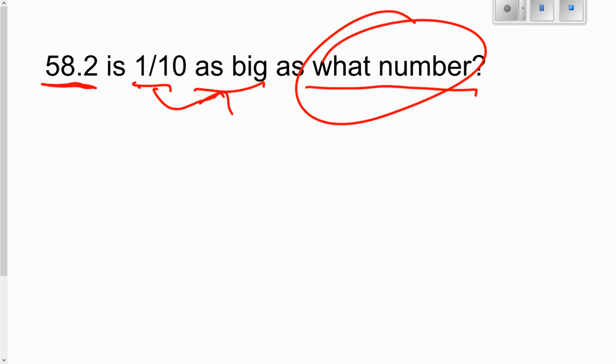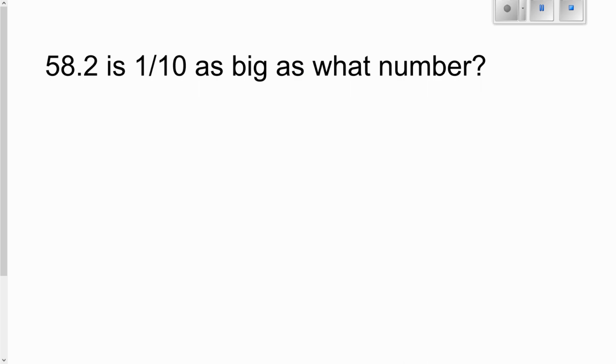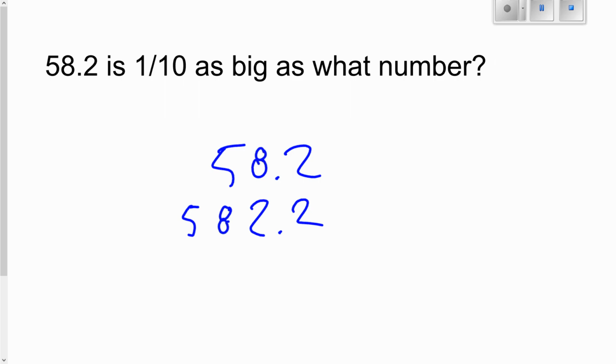But I said, don't let that part confuse you. If 58 and 2/10 is 1/10 as big as what number? I need to know a number that is bigger. How much bigger? Well, it's going to be 10 times bigger, because that's how I got to 1/10. So, again, let's start with our number. 58 and 2/10. And think, well, what is this 1/10 as big as? Well, that means what number is 10 times as big? So everything is going to move over to the left. I need to figure out what's bigger than this that I can get 58 2/10 to be 1/10 of.